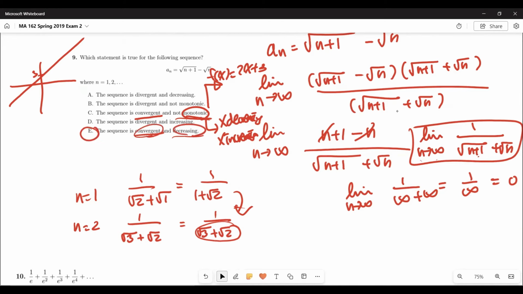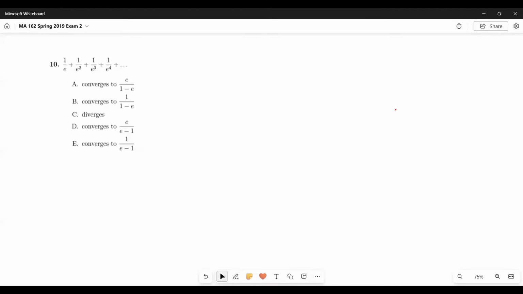So this question has 1 over e plus 1 over e squared plus 1 over e cubed plus 1 over e to the fourth power plus, and so on to infinity. It's asking whether it's converging or diverging. So let's find the pattern first. s_n is equal to 1 over e to the nth power, because it's 1 over e squared, 1 over e cubed. It's easy to find the pattern.